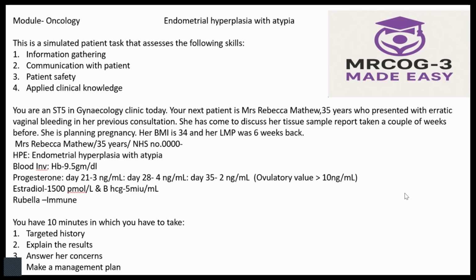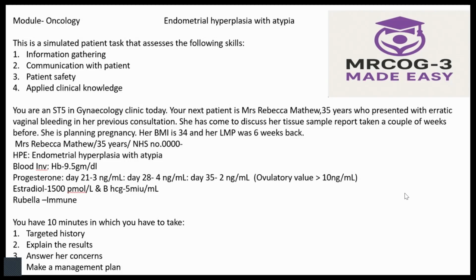Now, coming to this case, endometrial hyperplasia with atypia, usually they ask with subfertility. If it is endometrial hyperplasia at menopausal age, when they don't desire fertility, the treatment is straightforward. But here, because she wants fertility and wants to preserve the uterus, the treatment options come. So, you're an ST5 in gynecology clinic today. Your next patient is Mrs. Rebecca Matthew, 35 years, who presents with erratic vaginal bleeding.